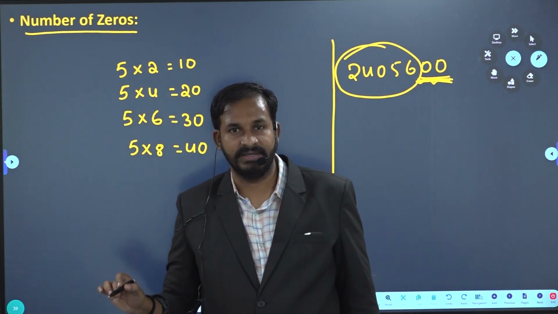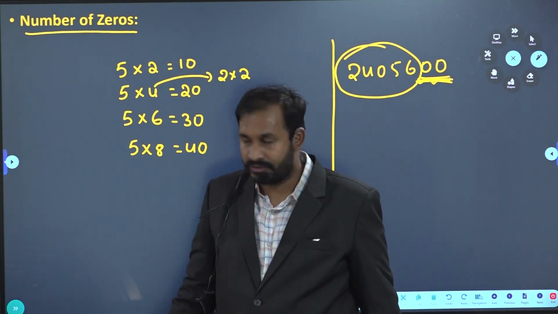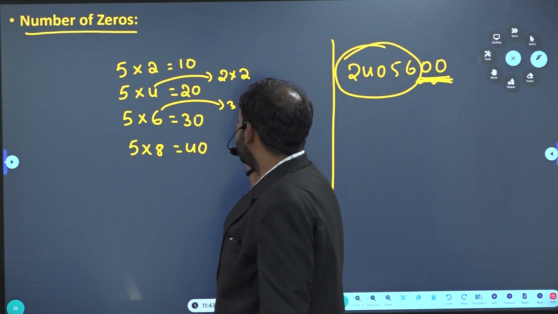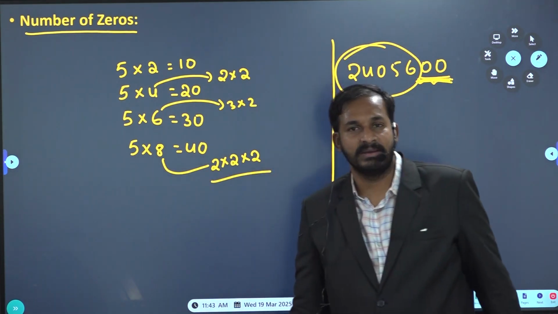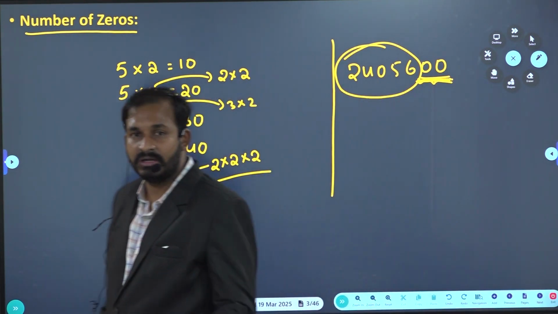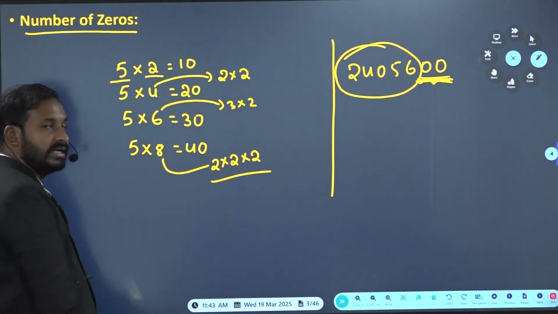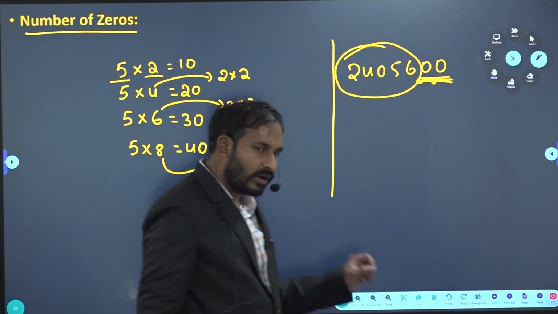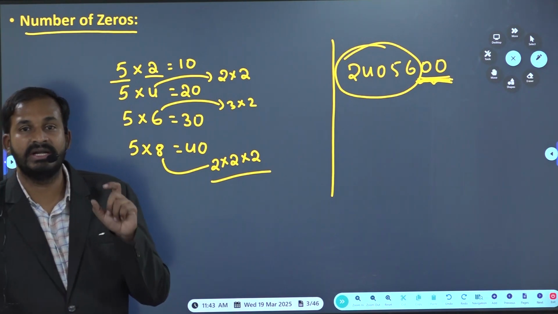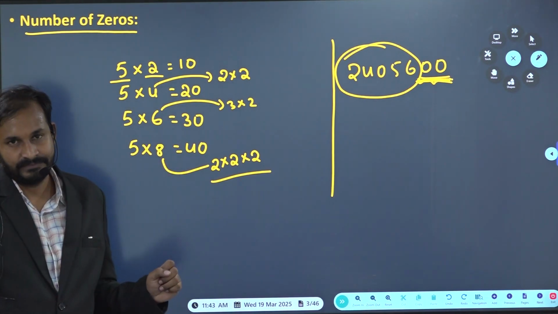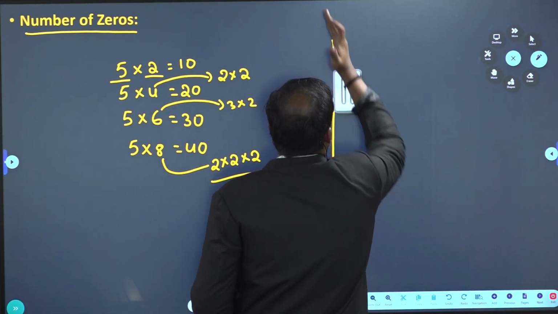But if you observe carefully, in all the even numbers we will have a 2, right? 4 I can write as 2 into 2. 6 I can write as 3 into 2. 8 I can write as 2 into 2 into 2. So the number of zeros we get depends on 5s and 2s. From now onwards, we will not bother about the complete numbers. We only concentrate on the number of 5s and 2s. So how will we find the number of 5s and 2s according to our requirement?